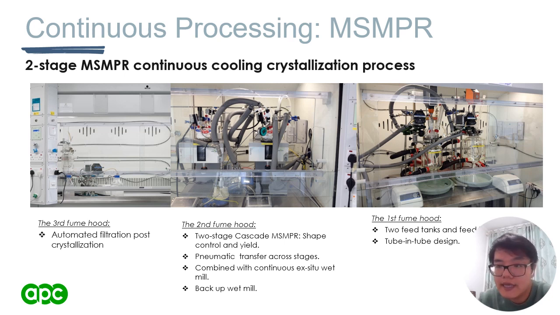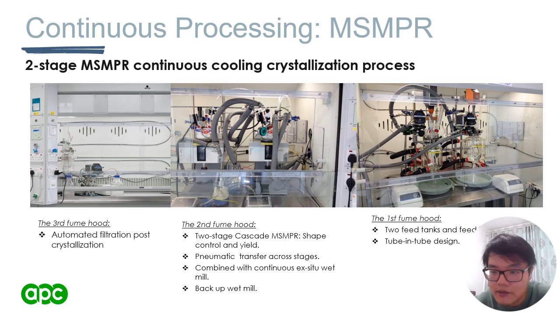And this is an example of our MSMPR platform, where a two-stage MSMPR continuous cooling crystallization rig was built to control the crystal. As you can see from the photos, the first suitcase has two feed tanks, two feed lines, and two feed pumps. The feed solution was charged to both tanks at the start of the experiment, and no human intervention was needed in this suitcase throughout the process except for turning on and off the feed tanks.